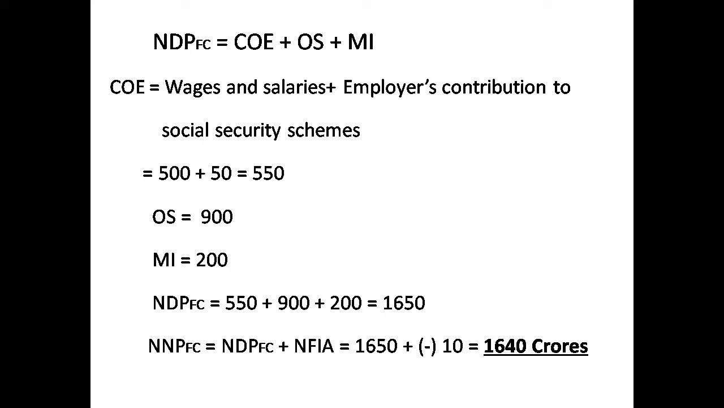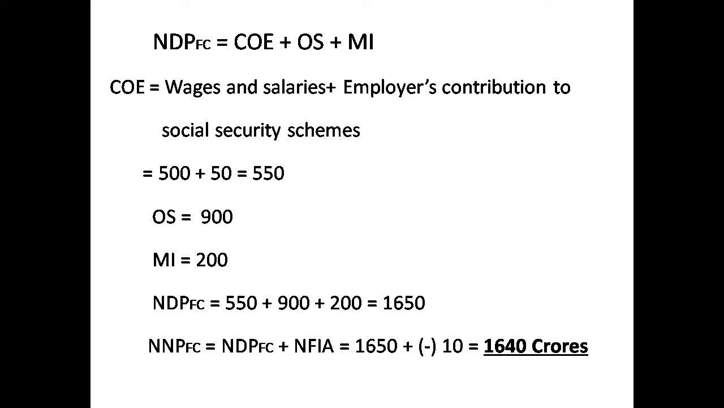Let's see how the problem is solved. We write the formula NDPFC is equal to COE plus OS plus MI. COE is wages and salaries plus employers' contribution to social security scheme. Wages and salaries 500 crore plus employers' contribution is 50 crore. So we get 550 crore. So COE is 550 crore. OS is given in the problem, 900. MI is given in the problem, it is 200.